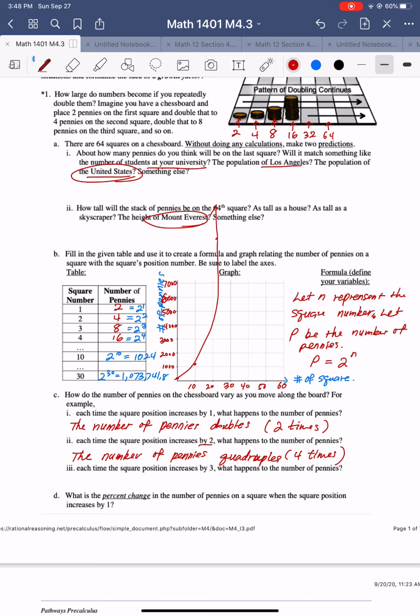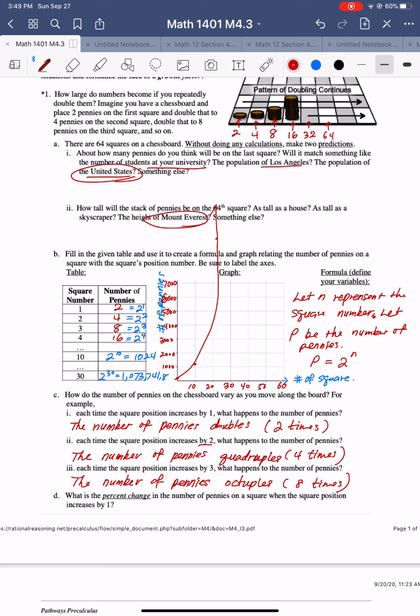And then each time the square position increases by 3, from 2 you jump to 16, and then you skip 2 and go to the next one. So 1, 2, and 3 like this. This time the number of the pennies increases by 3, which means it octuples, which means 8 times.